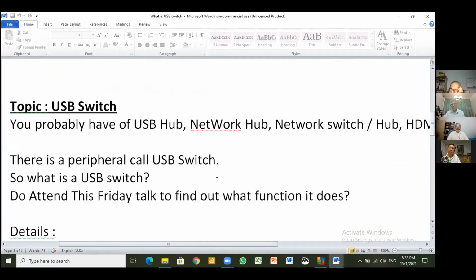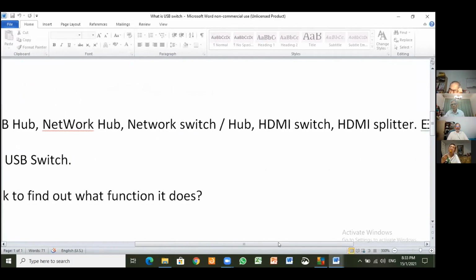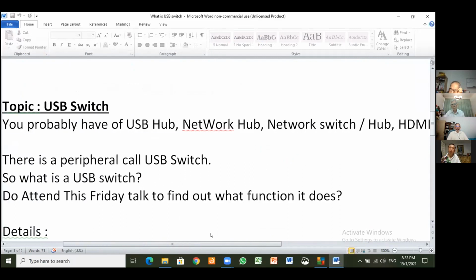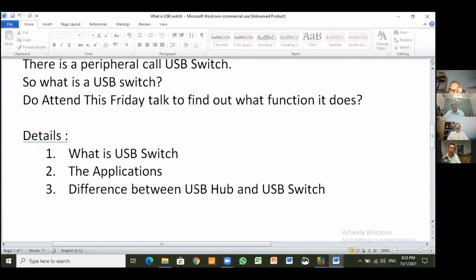Okay, basically this is what the USB switch is all about. So roughly we know the application and the difference between a USB hub and a USB switch. I think just now we talked about it already. The hub is just one computer connected to a lot of devices. The switch, you may know, is a two-port one: two inputs for one output.